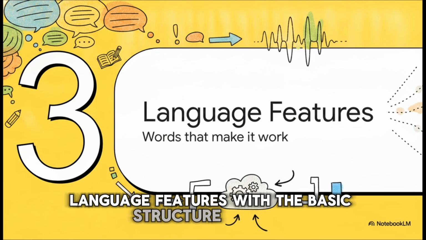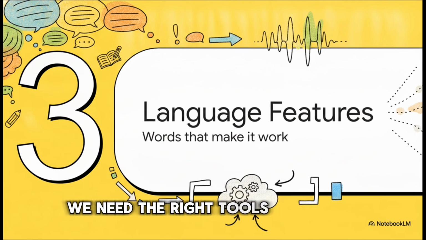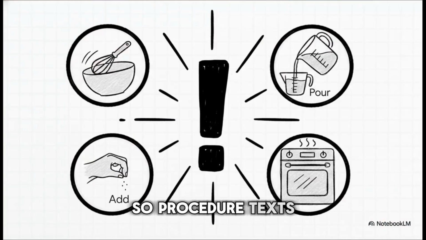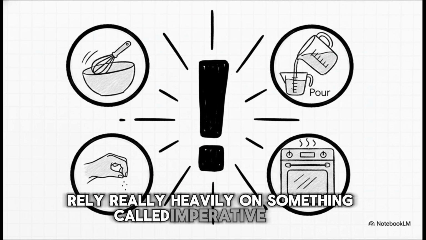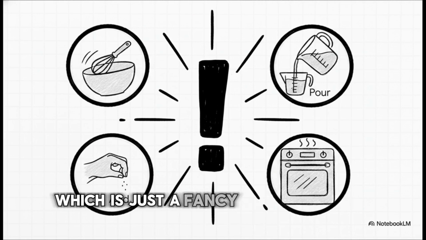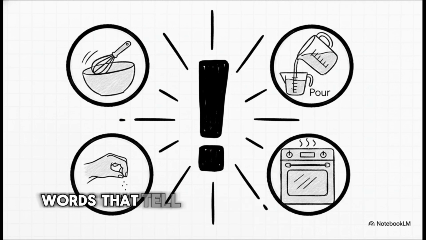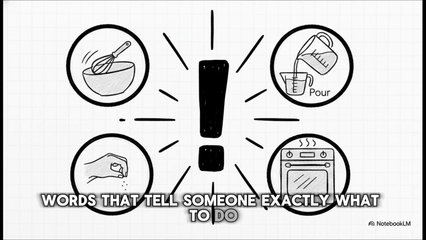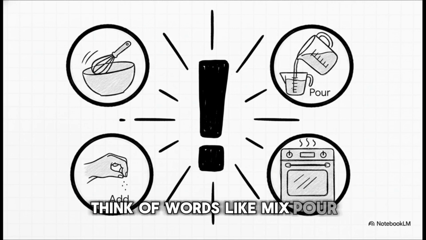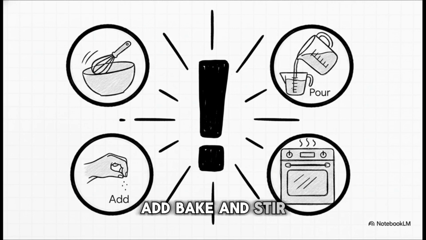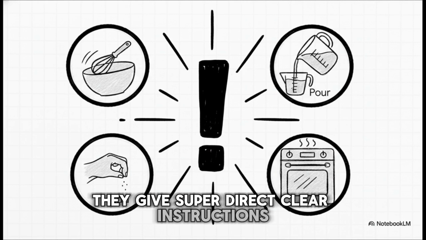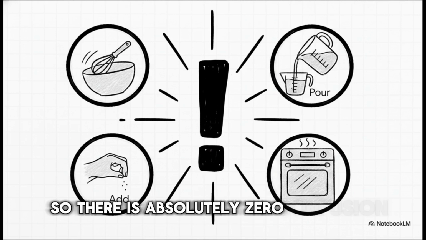Next up, part 3, language features. With the basic structure in place, we need the right tools to build it. So procedure texts rely really heavily on something called imperative verbs, which is just a fancy way of saying action or command words that tell someone exactly what to do. Think of words like mix, pour, add, bake, and stir. They give super direct, clear instructions, so there is absolutely zero confusion.